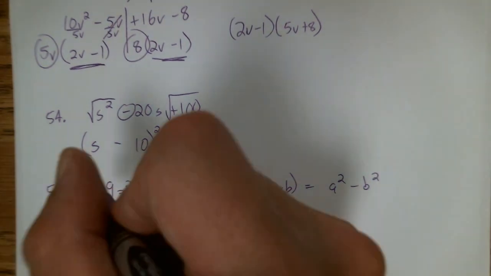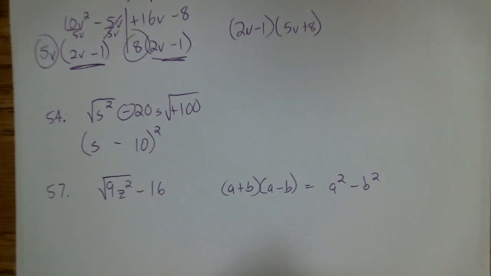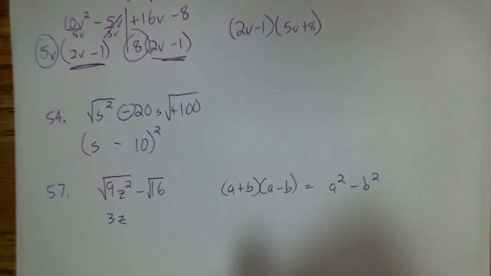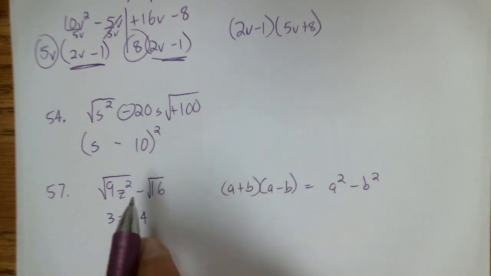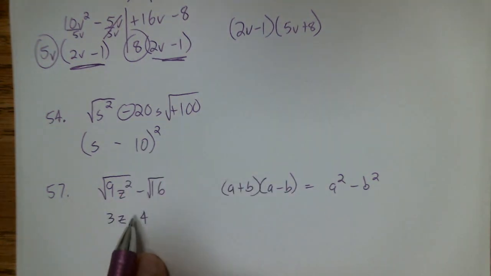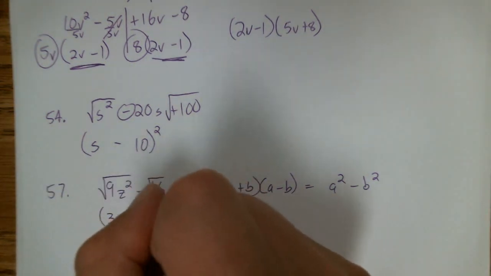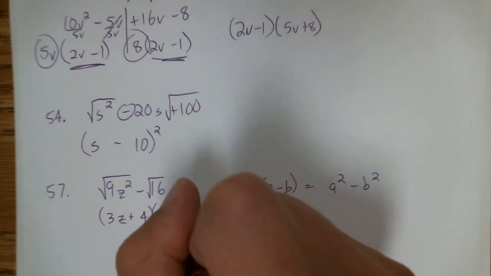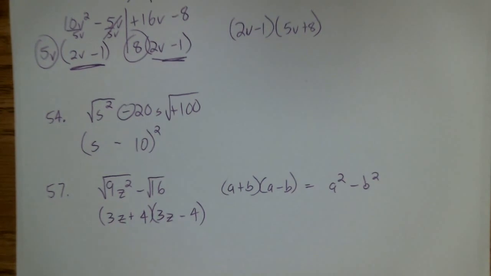So if you notice that this first term is a perfect square, which it is, the square root of 9z squared is just 3z, and then you notice you can take the square root of that guy, which is 4. If there's a minus sign in the middle, you have a difference of squares, and all I do is make this first binomial positive or negative, doesn't matter. One of them is positive, and the other is negative. So 3z plus 4, 3z minus 4. That's how you factor a difference of squares.